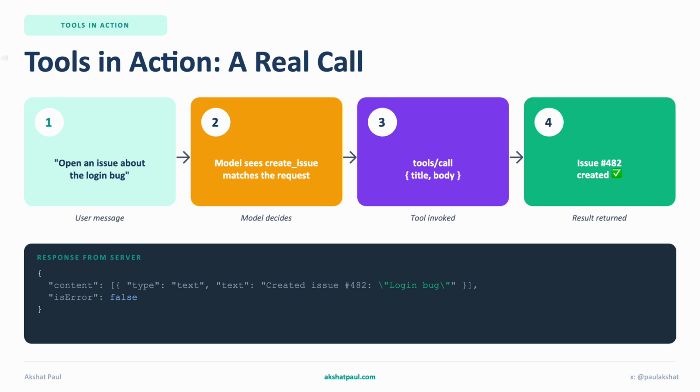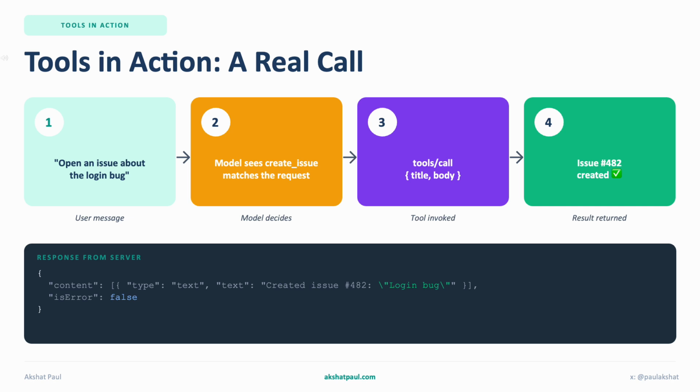The client sends a tools/call JSON RPC request to the server with the structured arguments, a title and a body, both extracted from the natural language request. Step 4. The server actually executes the handler function, calls the GitHub API, creates a real issue, and returns a result. Look at the JSON response at the bottom.